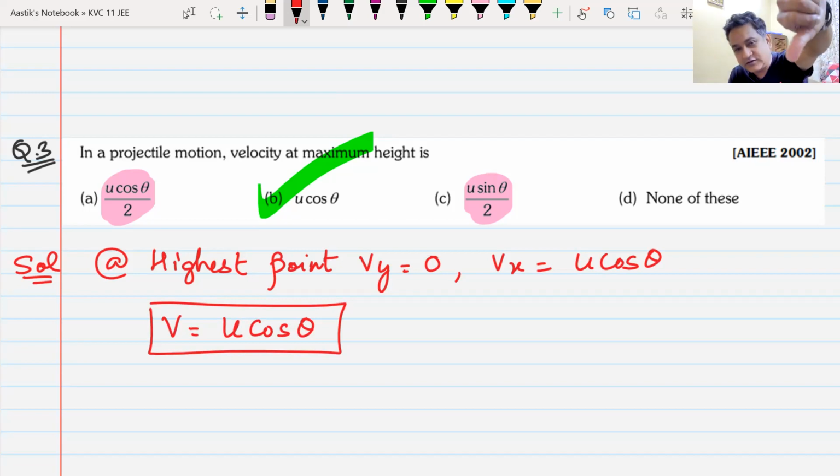Do we understand this, or has this gone above your head and you are saying bye bye? If velocity becomes zero at any point, it will not go any further, it will just fall there. It does not fall at the highest point. It keeps on going, a little further ahead.